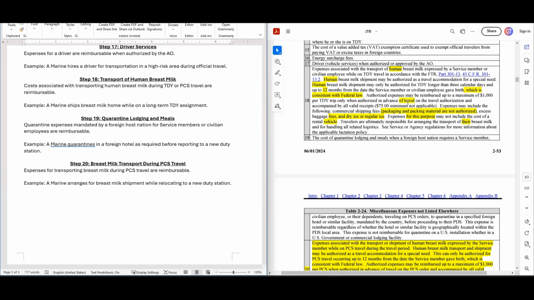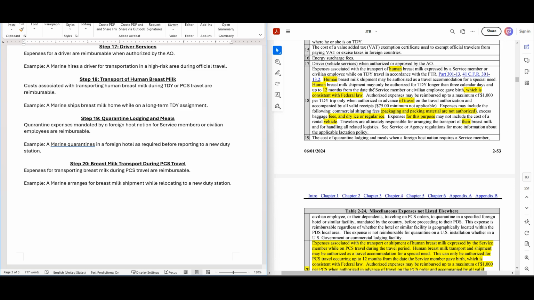So if you're going TDY or TAD for longer than 3 days and up to 12 months, that's where you're going to start looking at this type of stuff that you can ship and get expenses associated with. So maybe you're trying to send things out ahead of time. You're shipping things to and from. This is the kind of thing you need to make sure you're doing ahead of time, making sure that you know your plan, that you meet within the window that you have, and that you're keeping all those valid receipts, because you're going to need all of that to make sure that you can get reimbursed up to that maximum of $1,000 for that TDY trip.